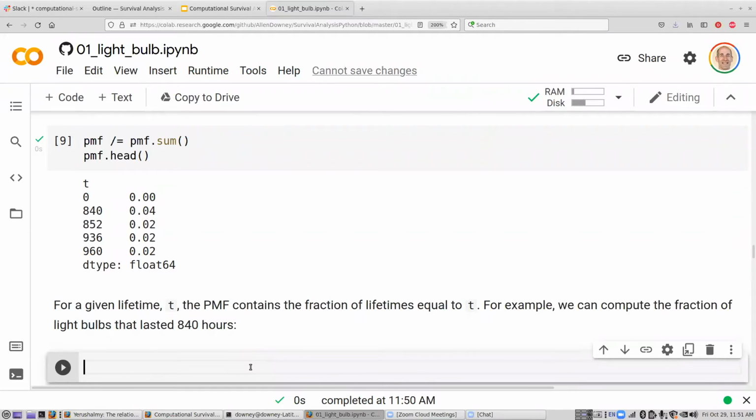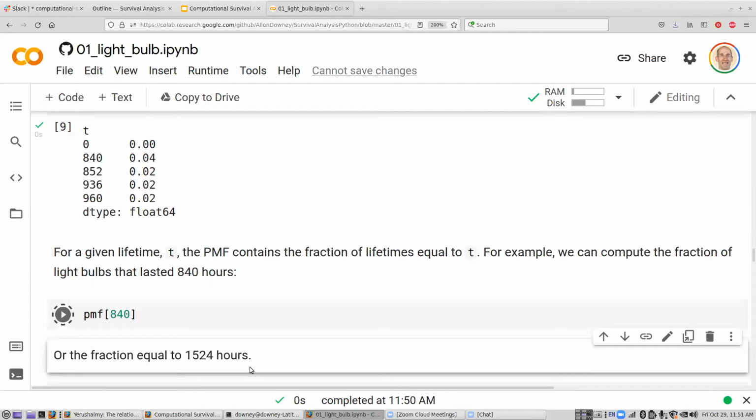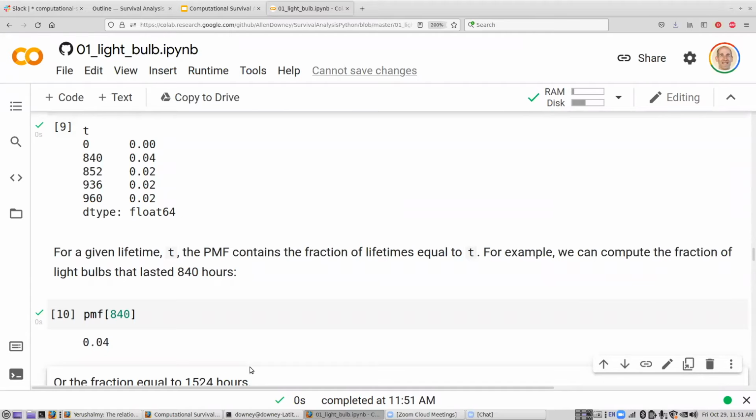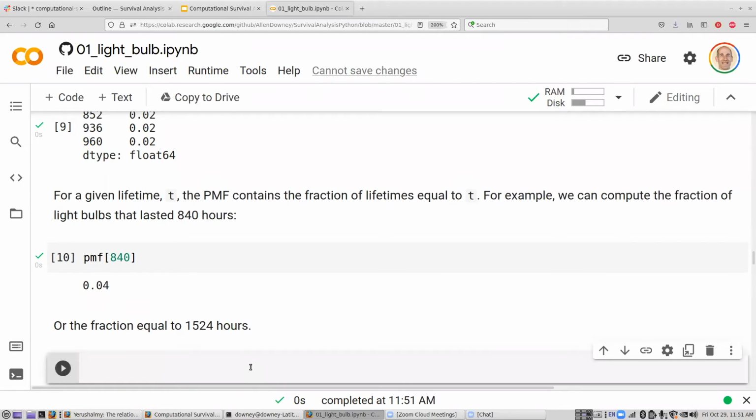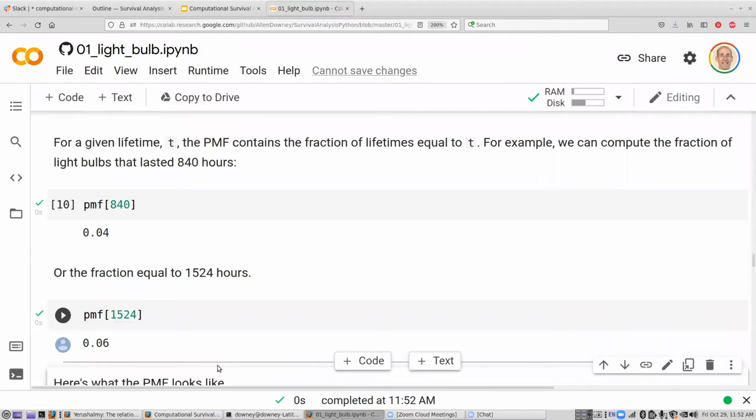One of the things that you can do with a PMF is look up a particular time and get the corresponding probability. So if you use the square brackets, PMF bracket 840 will tell you the probability that's associated with hour 840, and we've already seen that that's about 4%. I'm going to show one other example, which is not super interesting, but it will make a little bit more sense when we get to the next section. We can also look up, for example, 1524, and it turns out that about 6% of the light bulbs expired after 1,524 hours.